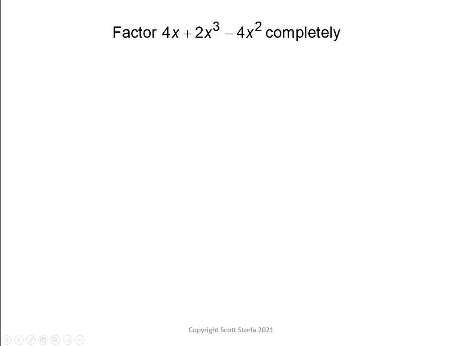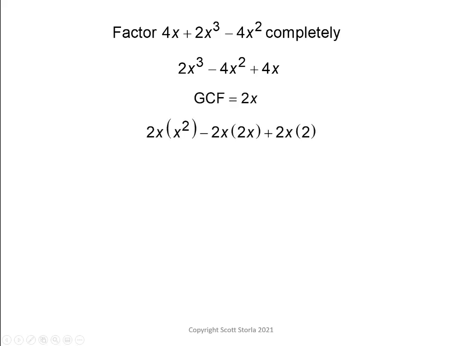For step 1, I'm going to rewrite the trinomial into standard form. Next, I notice that all three terms share a factor of 2x. I rewrite all three terms as a product, where one of the factors is the GCF. I factor out the GCF of 2x, and that'll leave me with x squared minus 2x plus 2.